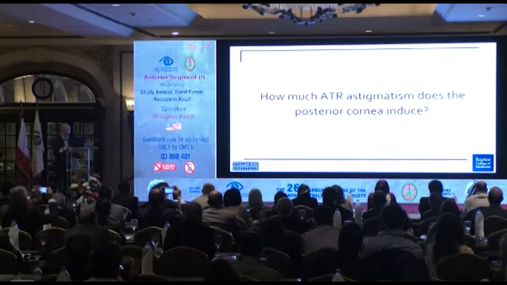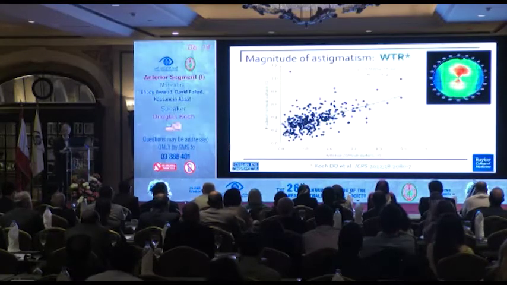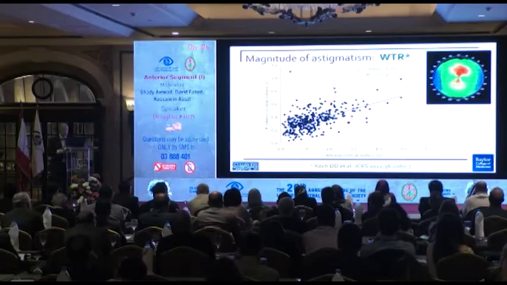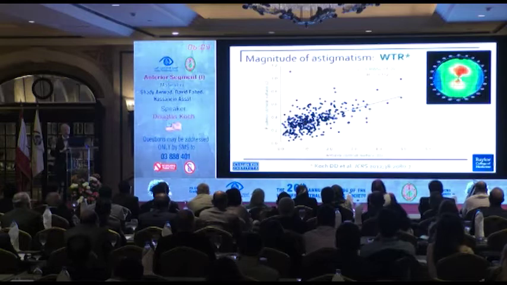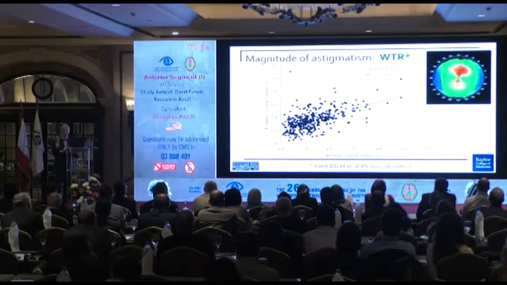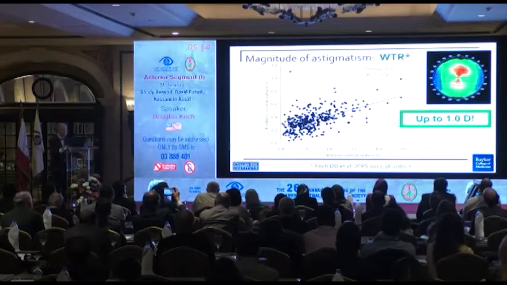How much does it induce? Well, if the cornea looks like this on the front, it has with the rule astigmatism. The more the anterior astigmatism, this is the astigmatism in the anterior corneal surface, the posterior corneal astigmatism also increases. And that means the posterior corneal astigmatism, by increasing, is actually compensating to some measure for the anterior corneal astigmatism. So a patient that may have 4 diopters of with the rule on the front, total corneal astigmatism may only be 3 diopters, because it can be as high as a diopter on the back.